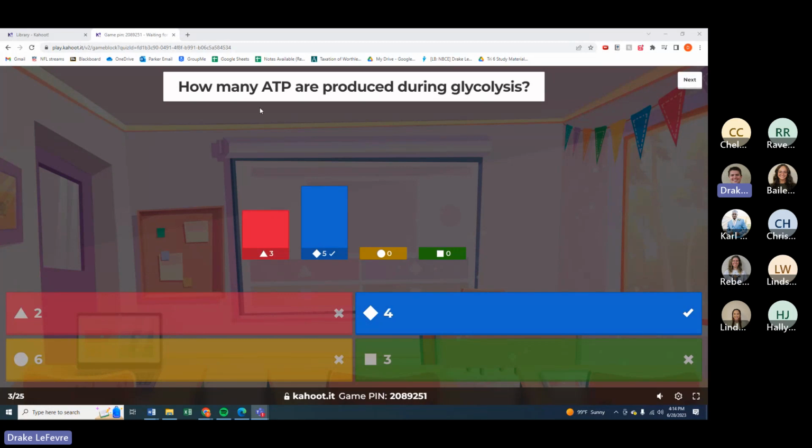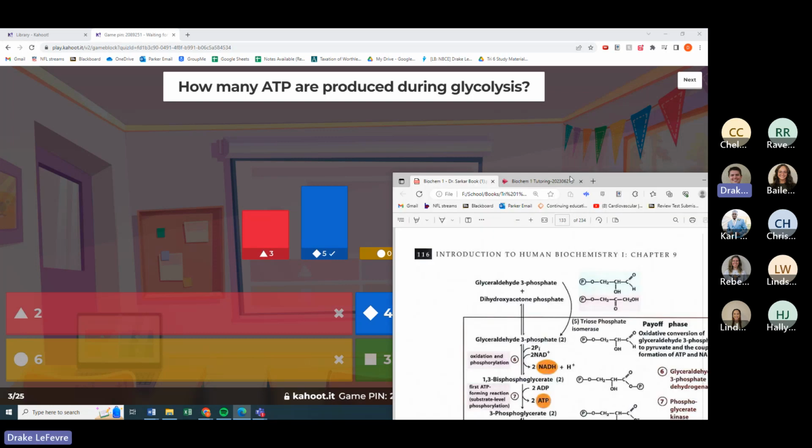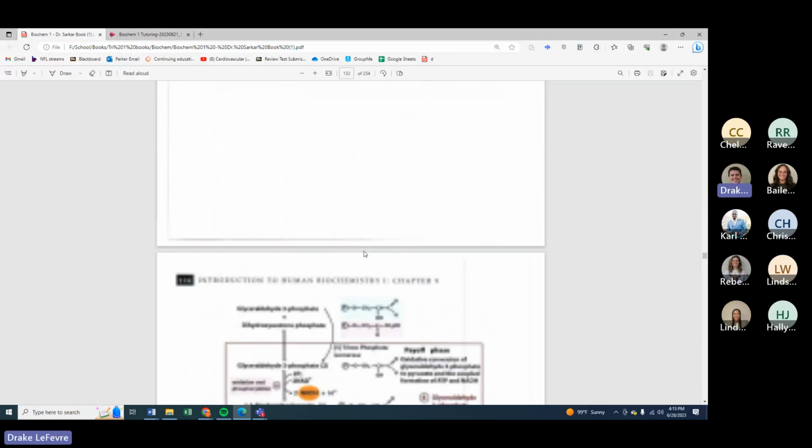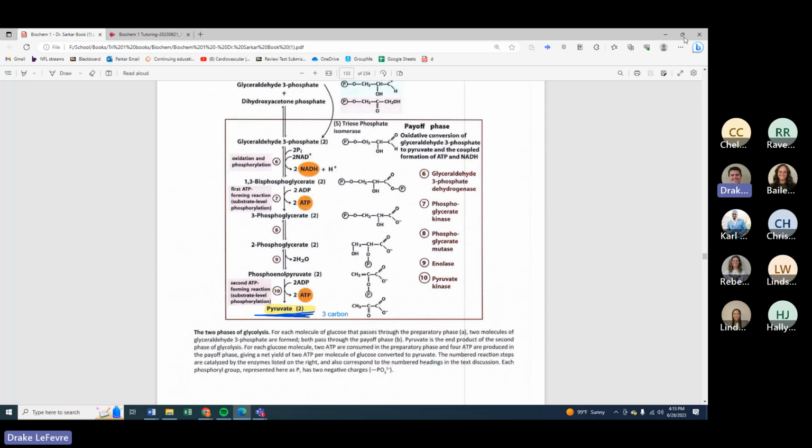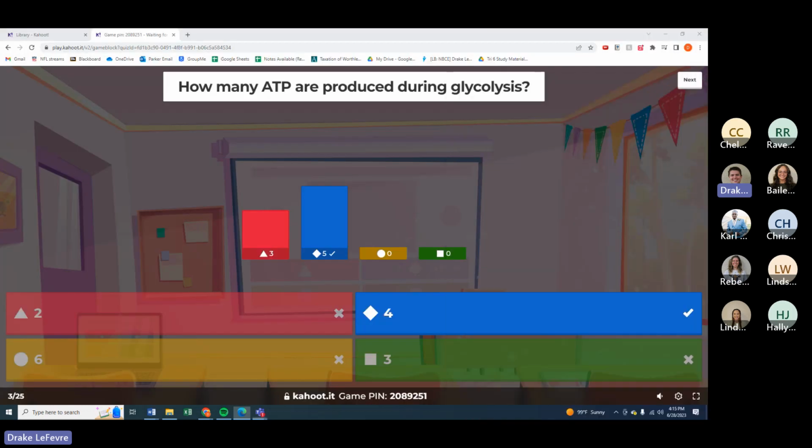So yeah, if it talks about how many are produced or how many total ATP are produced, we want to say that there are 4 ATP produced during glycolysis. If it's asking about the net total of ATP, because we use 2 ATP in order to create those 4 ATP, our net total is 2.